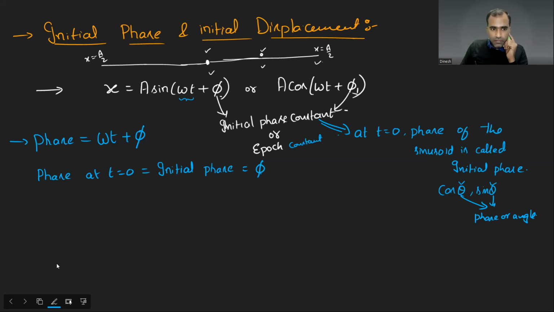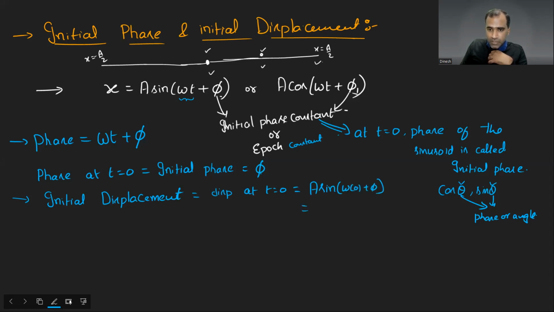Now tell me this. Can you tell me what is the initial displacement? It is simple stuff. Try to understand carefully. Initial displacement means what? Whenever somebody says initial, you are talking about time 0. Time 0 means when you have started observation. At that time, the phase is phi. What is the initial displacement? Initial displacement is nothing but displacement at time 0. And how much is that? It is A sine of omega into 0 plus phi, which is A sine phi.